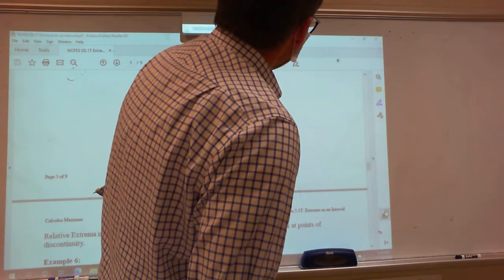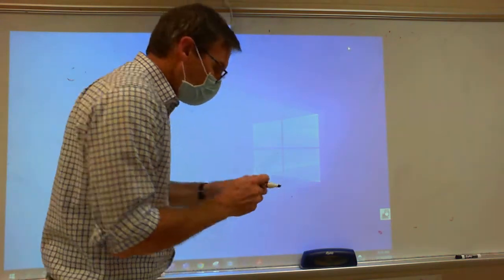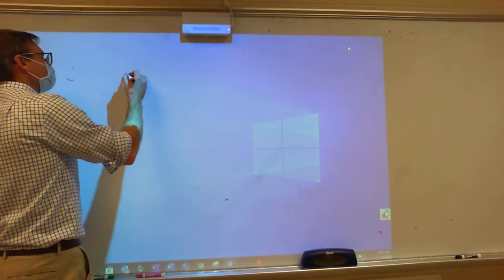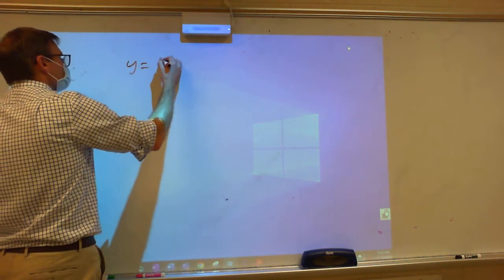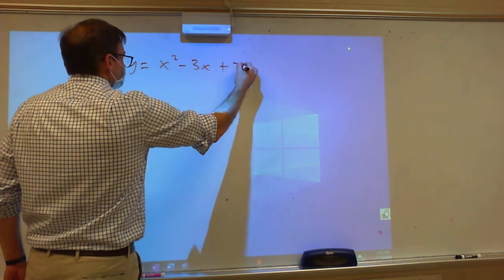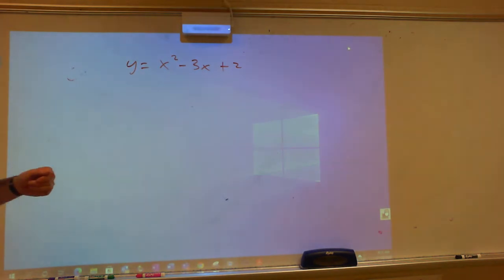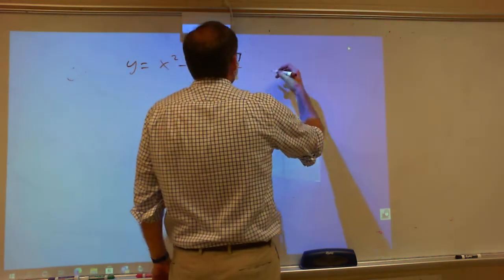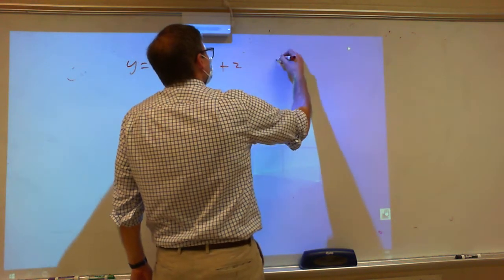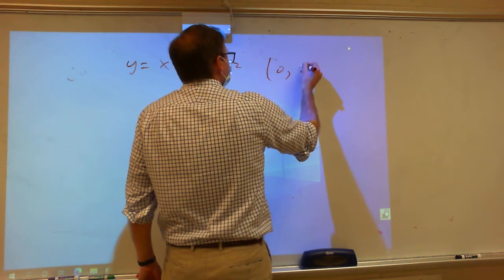I want to minimize this. I need a different example. So let's say I give you y equals x squared minus 3x plus 2, and I'm going to say I'm interested in the interval from 0 to 4.